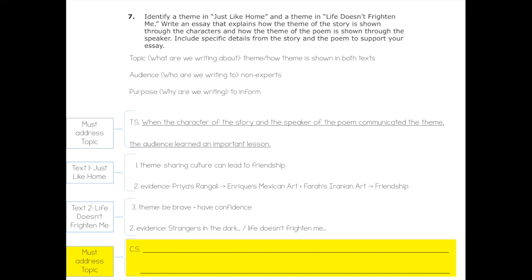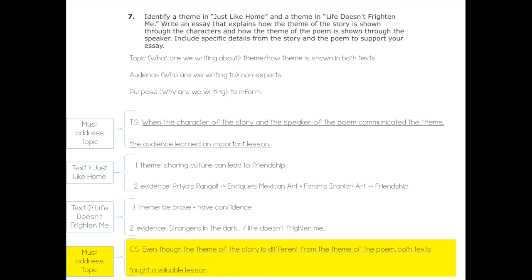Now we are ready to focus on our CS, which will conclude our essay and pull it all together. Remember, our CS, or our concluding sentence, also has to address our topic. Our topic is how the theme is shown in both texts. So I'm going to start my CS with the following phrase. Even though the theme of the story is different from the theme of the poem, now I'm thinking, how can I finish this thought to bring my essay together?